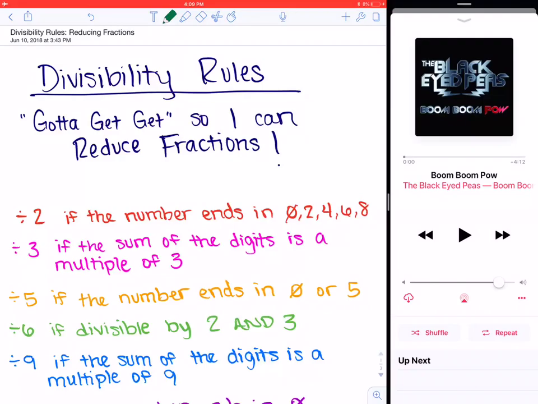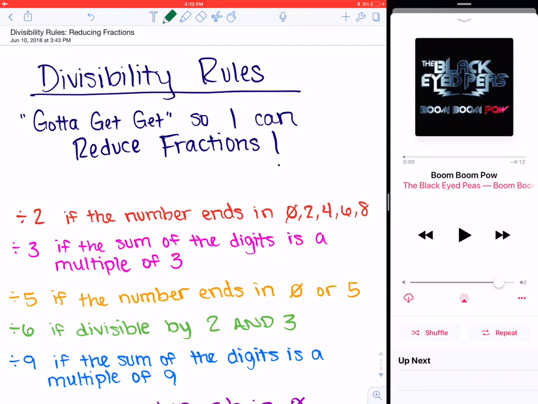If we have a number where the sum of the digits is a multiple of 3, so let's think of a possibility. What about the number 15? If I add 1 plus 5, I get 6, and 3 times 2 is 6. So the sum, adding my digits, is a multiple of 3. I can divide evenly by 3. If my number ends in 0 or 5, I can divide evenly by 5.